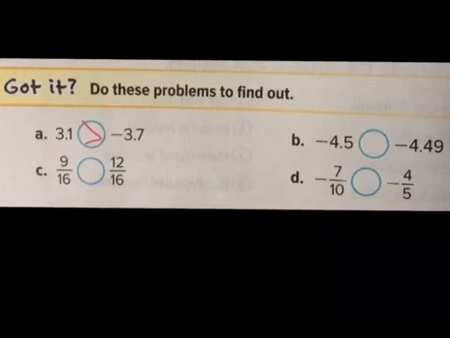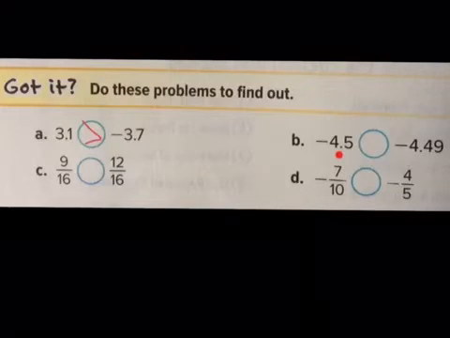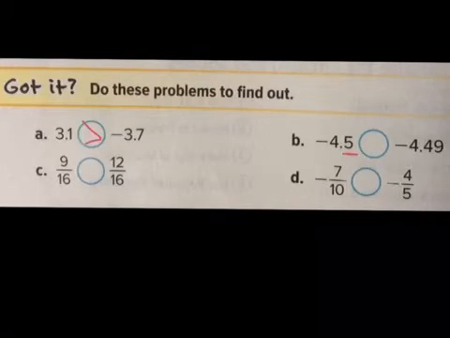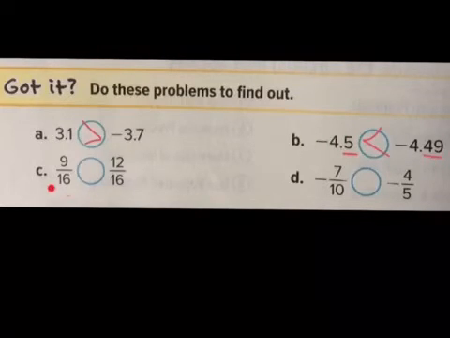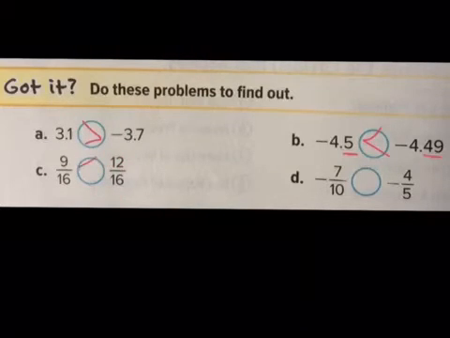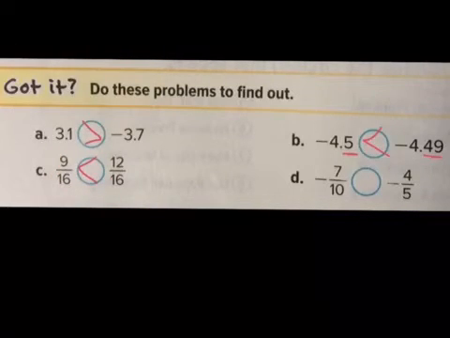Number 2, we have both negative numbers. But remember, as the negative number gets bigger, it's actually losing value. So this is 50 here, while this one's 49. Clearly this negative number, because it's larger than this number but negative, is actually a smaller number. Over here we have a common denominator of 16, so we just have to go by the numerator, and I see that the numerator is smaller on this side, so 9/16 is less than 12/16.